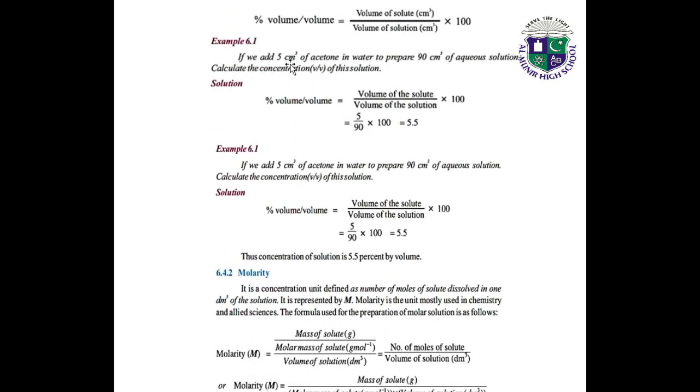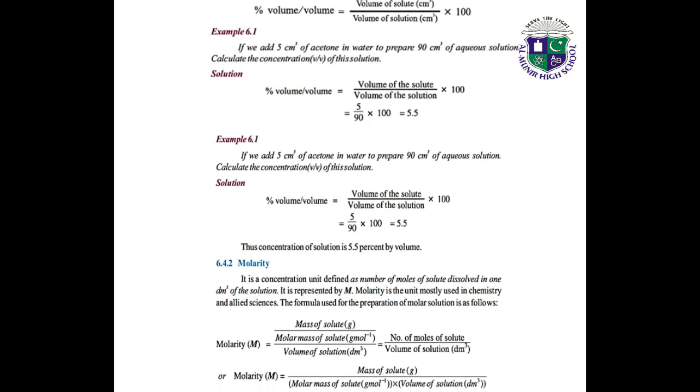If we had 5 centimeter cube of acetone in water to prepare 90 centimeter cube of aqueous solution, we will take the formula of volume by volume. By putting the values, we will get the answer. Next example is also the same. We will get the formula. We will use the formula of volume by volume. By putting the values, we will get the answer.